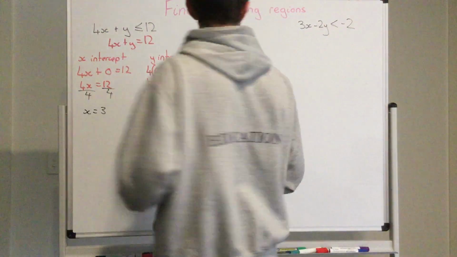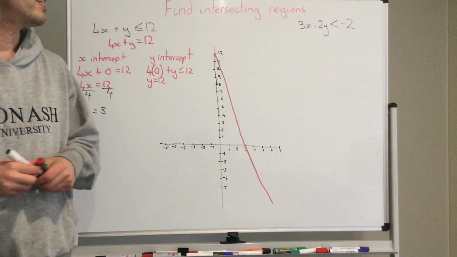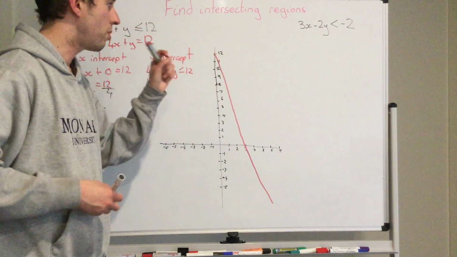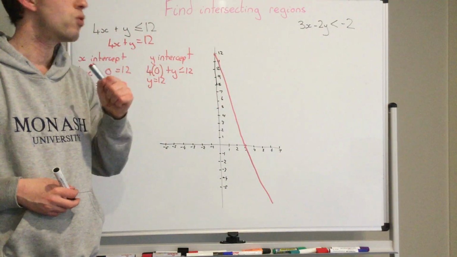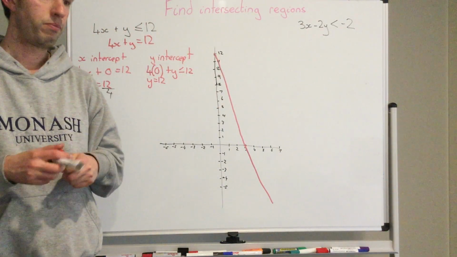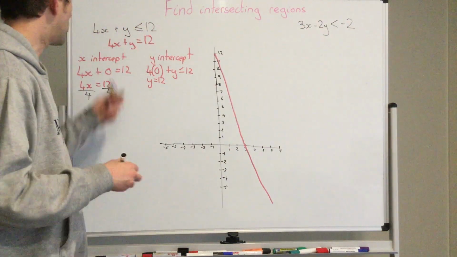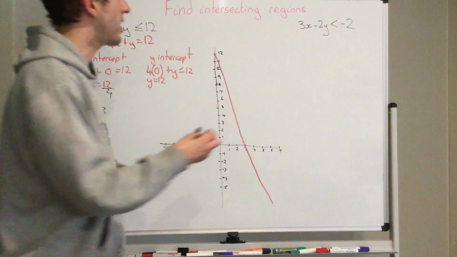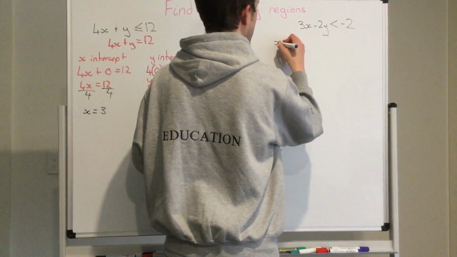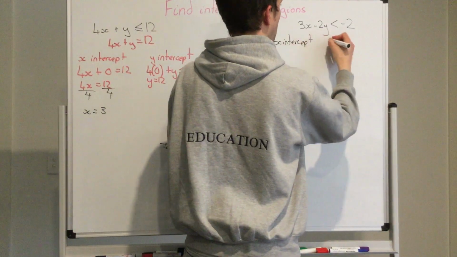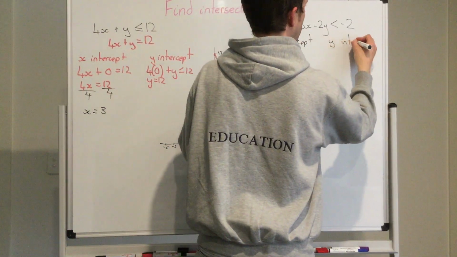Now our second line is 3x take 2y is less than -2. So straight away it's less than, so that tells me it's going to be a dotted line because it can't be equal to that line. So the next thing I'm going to be thinking about is finding my x-intercept and y-intercept.